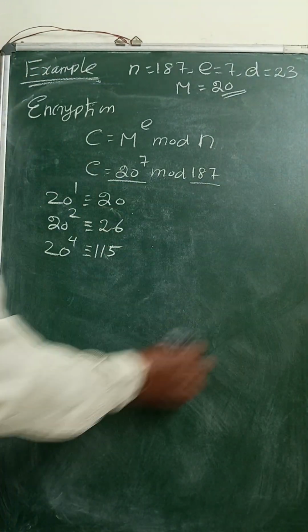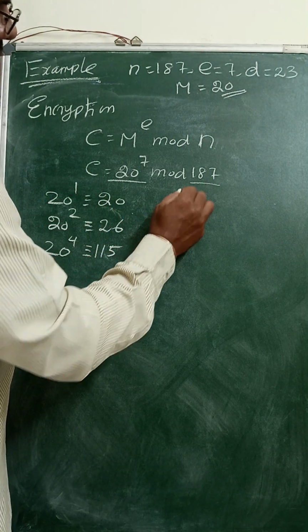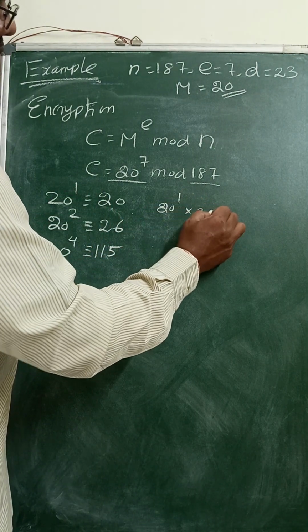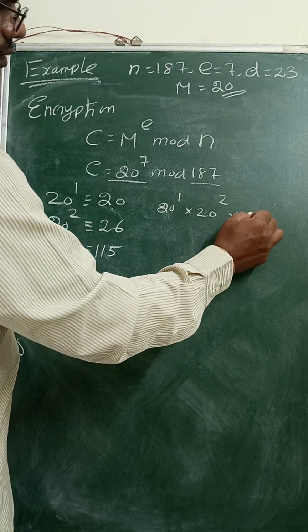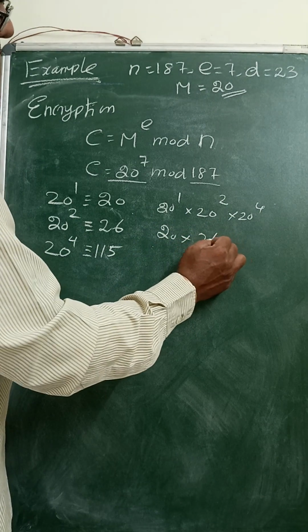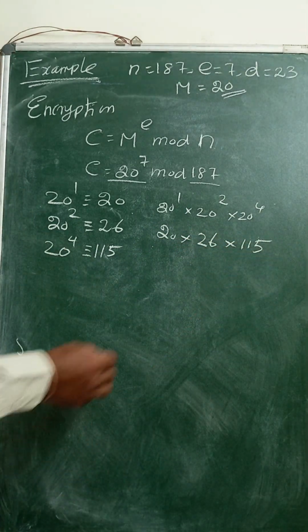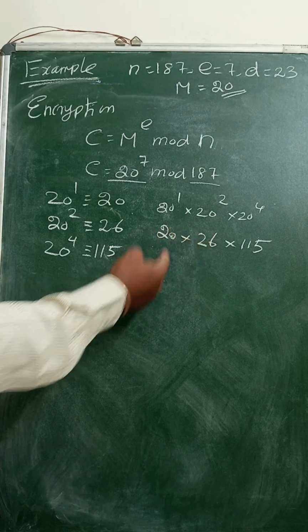So we have to multiply the value into the 20 power of 1, 20 power of 2, 20 power of 4. What is the answer we got? 20 then into 20, 20 power of 1, 20 power of 2, 20 power of 4. 20 power of 1 equal 20. This is having 26. This is having 115.